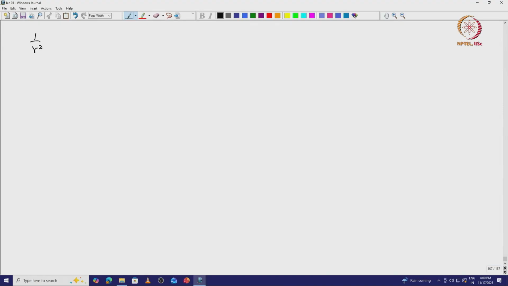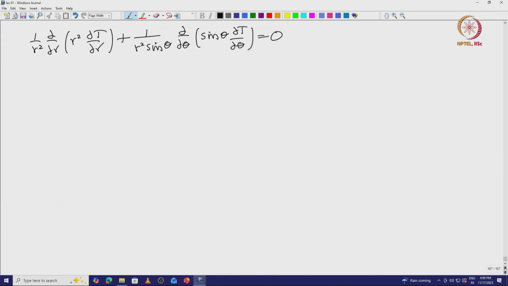In the last lecture, we were trying to solve the Laplace equation for the temperature field in a spherical coordinate system: 1 by r square partial by partial r of r square partial T by partial r plus 1 by r square sin theta, and this is equal to 0. And we had separated T as some function of r and some function of theta.